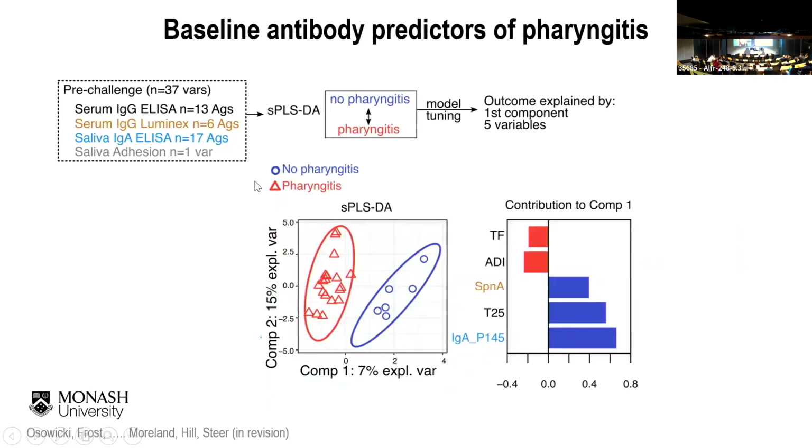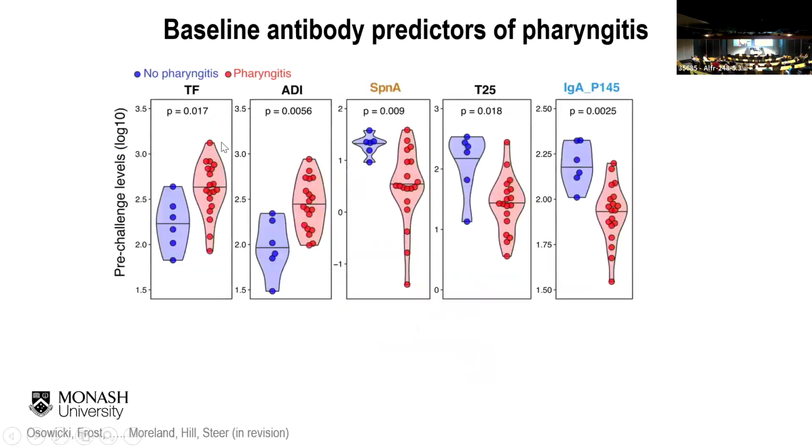The second approach we used was sparse partial least square discriminant analysis. So essentially you build a model where you give the outcome variable and ask it to find the variables that best explain those different groups. And when we ran this model, it basically said that these 5 variables here best explain the difference between the pharyngitis and non-pharyngitis participants. So again, higher levels of TF and ADI for the pharyngitis group and these 3 antigens here. So this is the raw data for those 5 antigens.